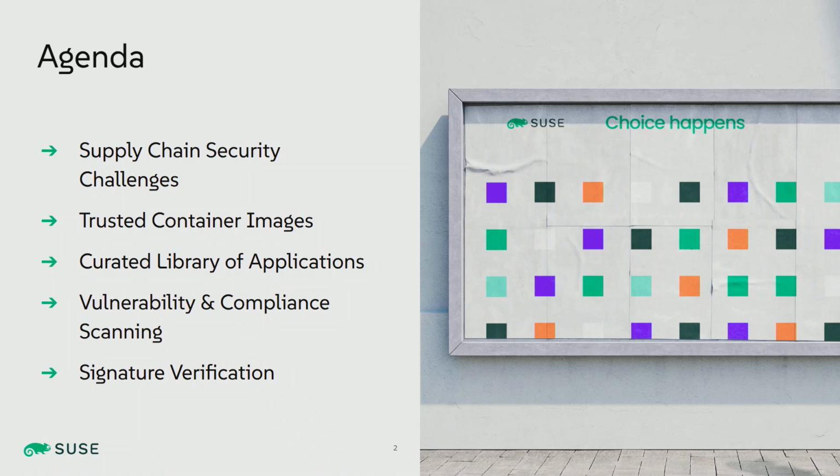So today's session will be covering the supply chain security challenges, and as we try to address the challenges, we'll look at aspects like trusted container images, curated library of applications, and then also vulnerability and compliance scanning, and signature verification. So at every stage, starting from when the developer is building the application right down to when you're deploying the application in production, what are the supply chain security capabilities that SUSE brings to the table at each and every stage is what we are going to look into.